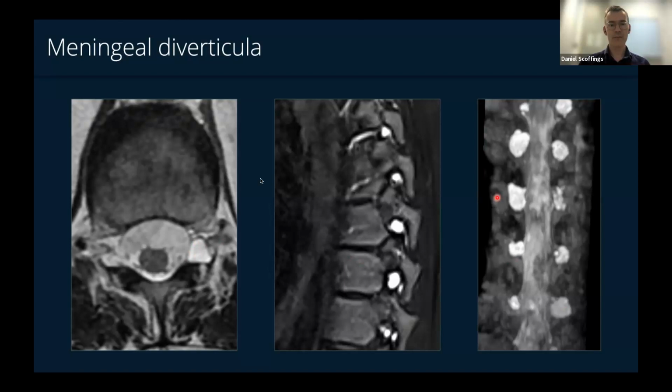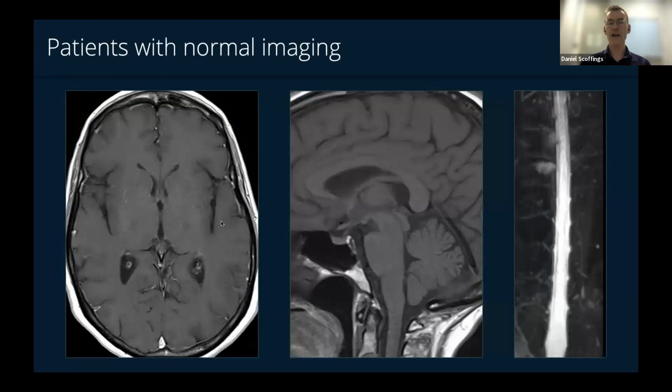And then there's the problem of patients who have normal imaging, which is around 1 in 5 patients that we know have a spinal CSF leak but have a normal brain MRI and normal spine MRI. This is more common the longer that the patient is symptomatic. As we've seen, some of those findings can disappear over time.